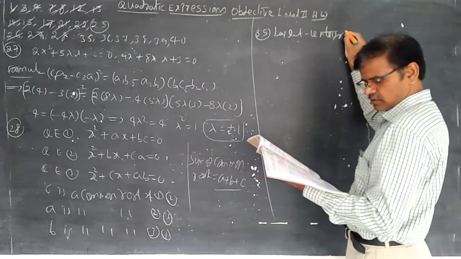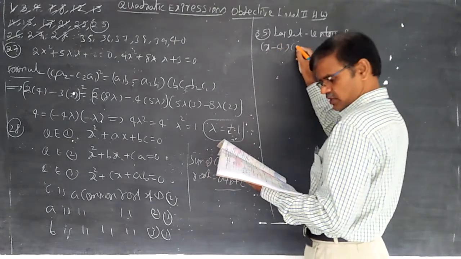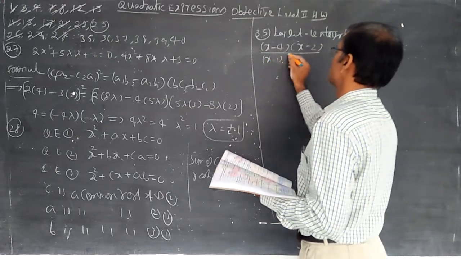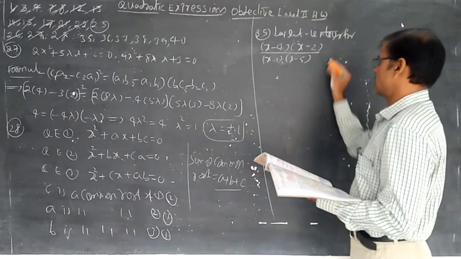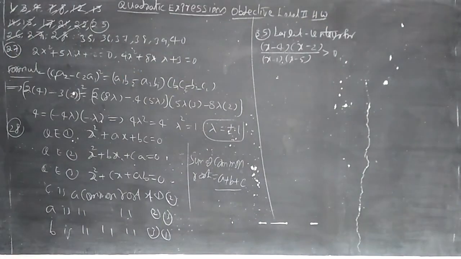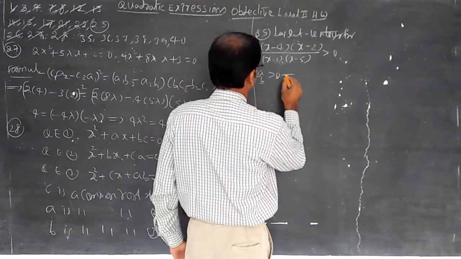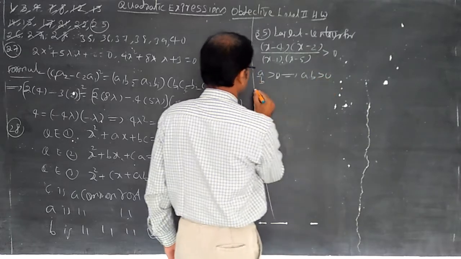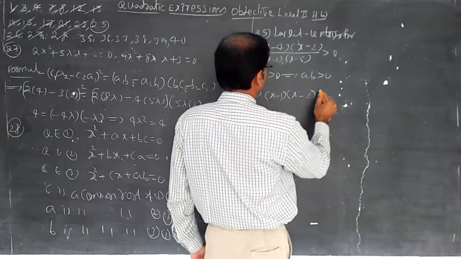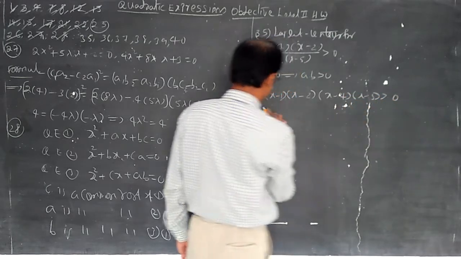Largest negative integer for the inequality (x minus 4)(x minus 2) by (x minus 1)(x minus 5) greater than 0. Use the concept that a by b greater than 0 implies ab greater than 0. Now, using the critical point method I am discussing with you, (x minus 1)(x minus 2)(x minus 4)(x minus 5) greater than 0.